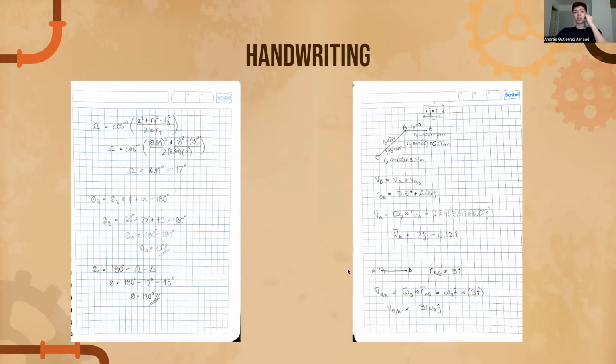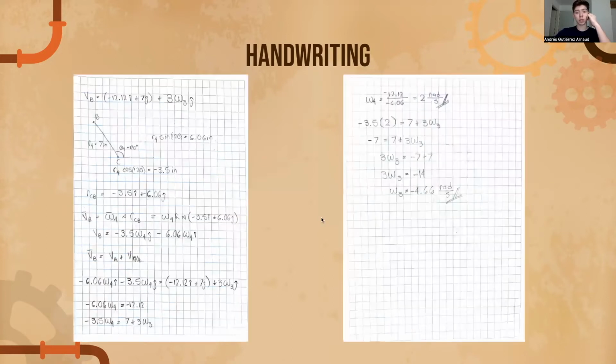And then for the velocity of B with respect to A, we're considering A as a stationary point. And we get this expression where we still have a variable of omega 3, which is the angular velocity of the connecting rod. And we're missing another equation to be able to solve for those values. And we use this expression for the value of the velocity of B.